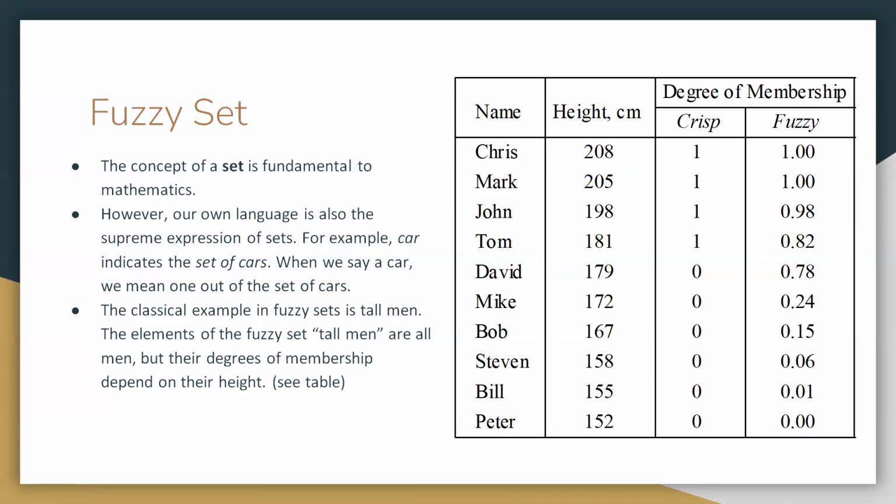But when it comes to fuzzy, you can see the height. If it is very high, you classify it into category 1, and if it's very low, you classify it into category 0. And the rest of the values in between will have a degree of membership indicating how close it is to the bar that we have set.